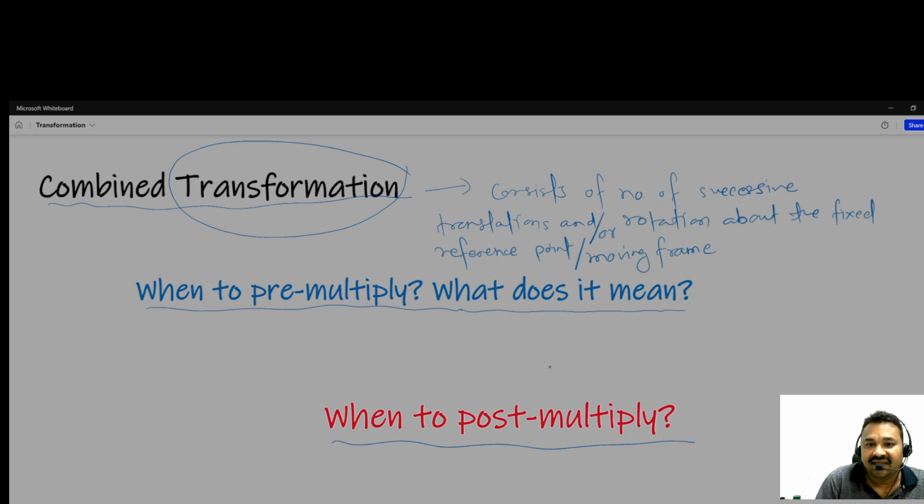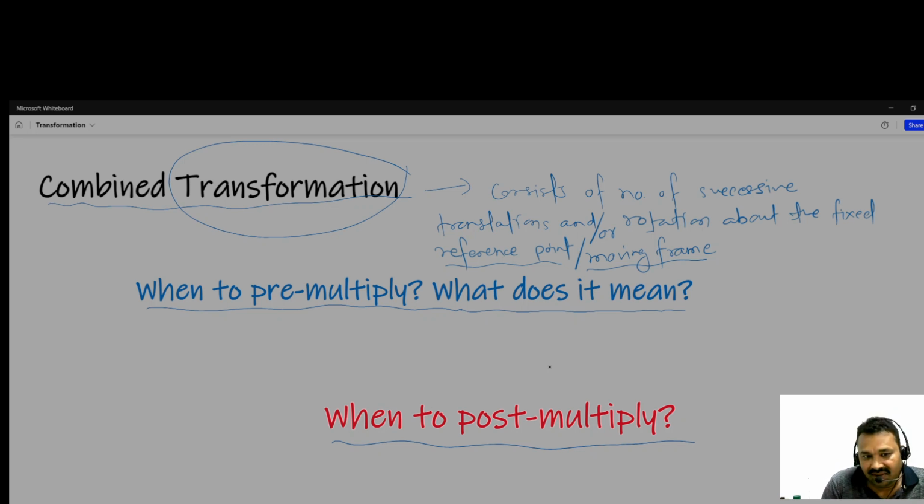So that's why it is saying it consists of a number of successive translations and/or rotations about a fixed reference point or the moving frame, reference frame or the moving frame. So this is the combined transformations. Okay. And when to pre-multiply?